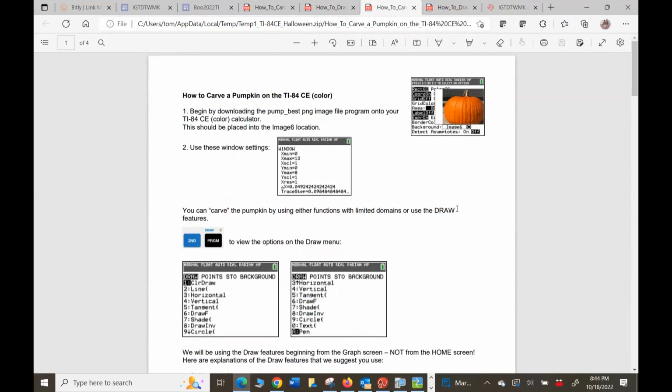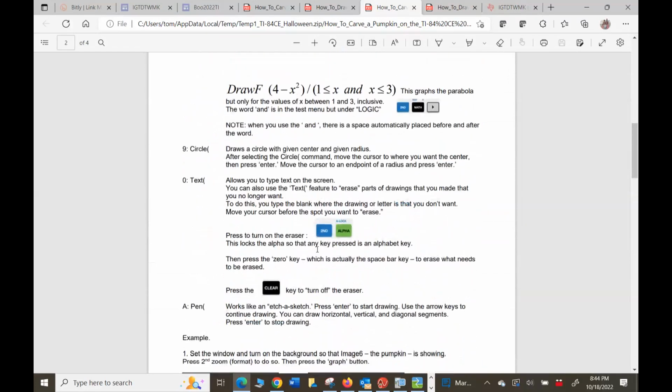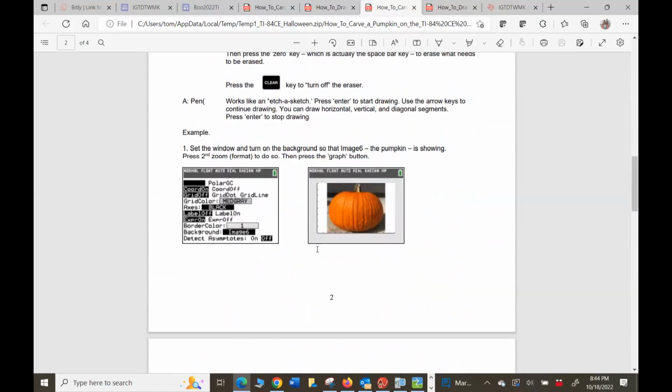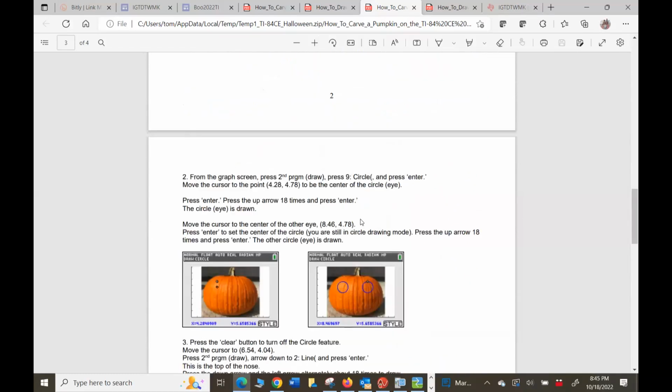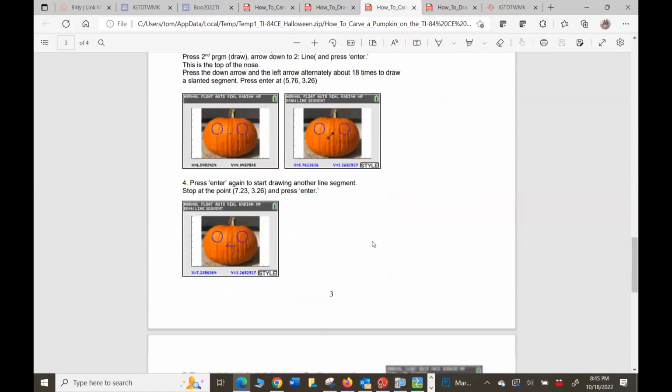Again, same window settings. Again, you could do the draw on here. I'm not going to show it on the 84. It's the same as you saw on the 84 and the 84 CE, but the directions are still listed there for you. So for this one here, the background image is image 6, which is this pumpkin. And here I just drew in some circles. I just wanted to show you could do other different things with that.